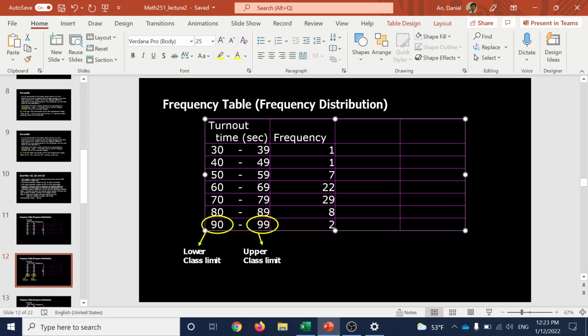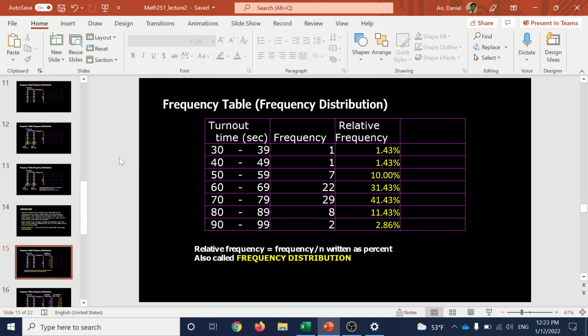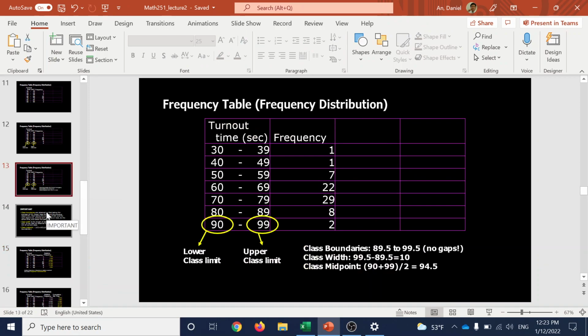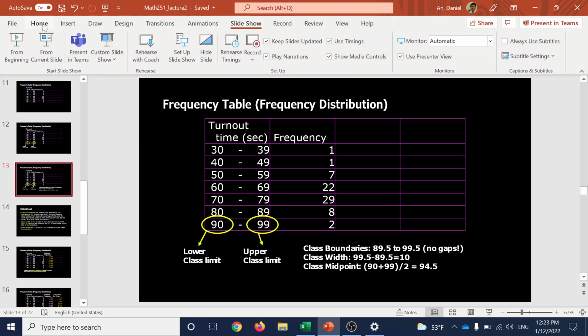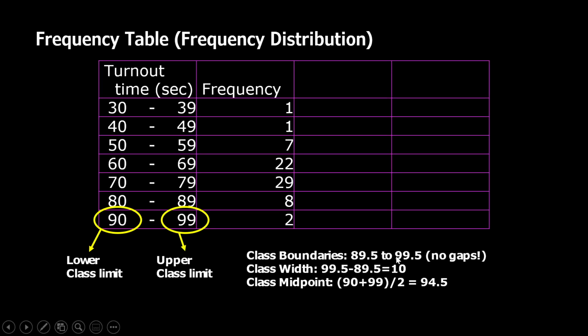So even if you say that the lower class limit is simply the first number that appears for the range, and then upper class limit is 99, the actual boundaries for these classes are not these numbers, so you have to be careful. The actual boundaries, so the class boundaries, let me see, slideshow from current slide, display settings. Okay, so the class boundaries are from 89.5 to 99.5.